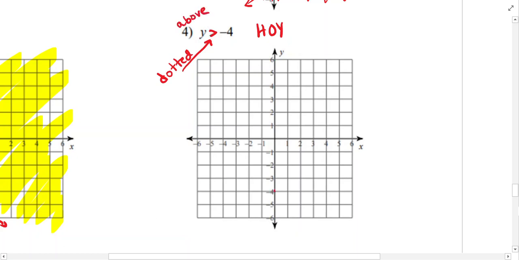So let's go to -4 right here, and horizontal line, slope of 0. Ugh, didn't I just say dotted? Oh, goodness gracious. What's wrong with me? Okay, and the shading is above, we said. Yes, I'm enjoying coloring the plane. Okay, so I hope you've enjoyed graphing inequalities with me.